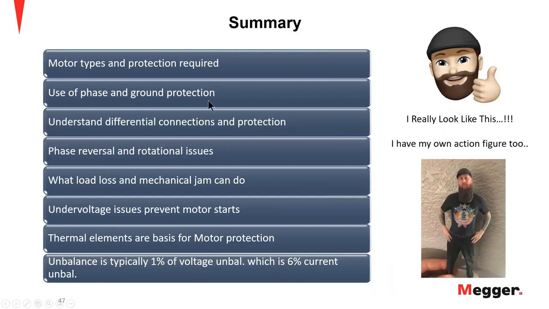So a little bit of the summary: motor types and the protection required. As discussed, there are different types of motors in the NEMA guide, the MG-1, and the IEEE C37.96, the guide for AC motor protection. They have a lot of guidelines in here, and they will assist you with the most common failures that happen to motors, but also what protection elements can help minimize those damages against these faults.